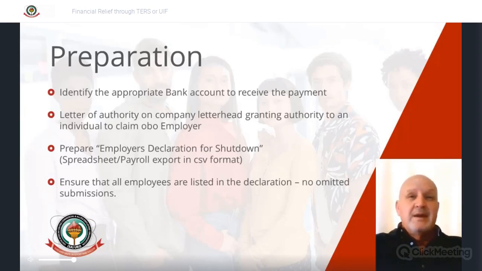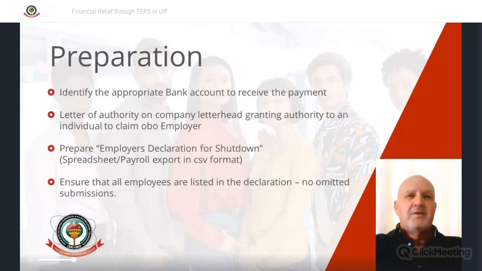I can also just confirm that this document, this spreadsheet then, in fact, replaces the standard UI19 form. So all the information that you would normally put on the form will be in this spreadsheet. These spreadsheets are available also on the landing page of United Employers Organization.